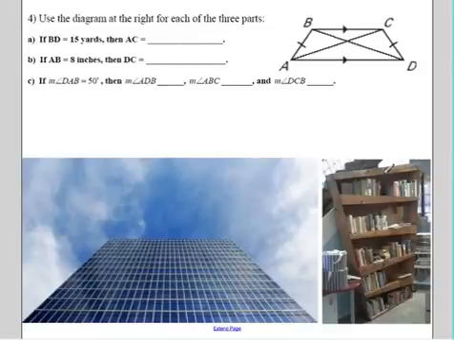Number 4 says use the diagram at the right for each of the 3 parts. Part A says that BD equals 15 yards, so that's this diagonal, BD equals 15. So it asks about AC. AC would also have to be 15 yards. Make sure to have your units included here. AB, which is the left leg, is 8 inches, so that means DC also has to be 8 inches.